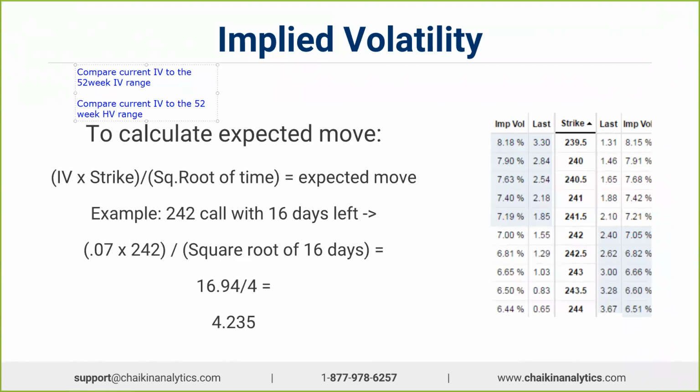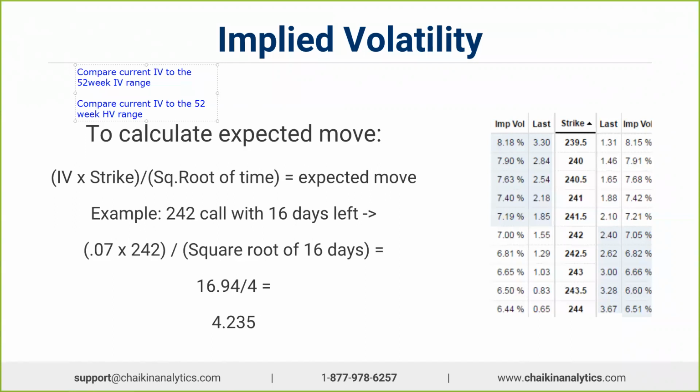Basically what I do is I say if the current implied volatility is in the upper third, I will not do any debit strategies. If the current implied volatility is in the lower third of that range, I will not do credit strategies. This keeps me away from losing money on volatility.